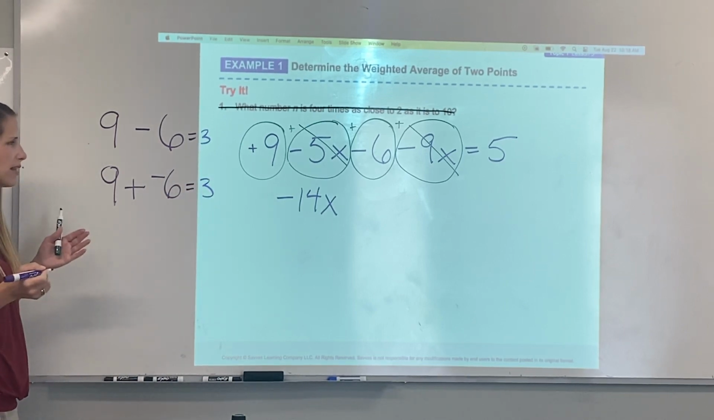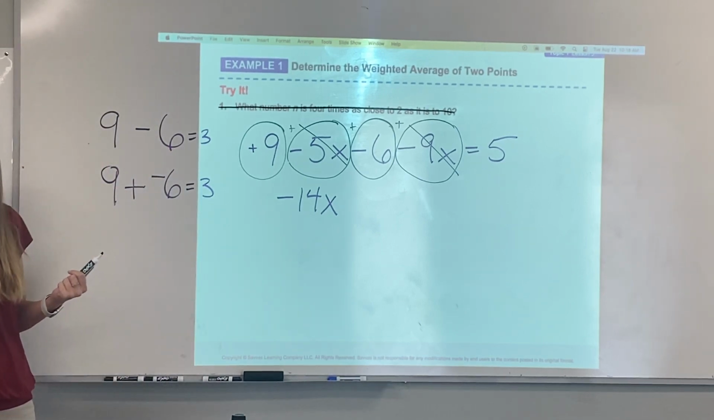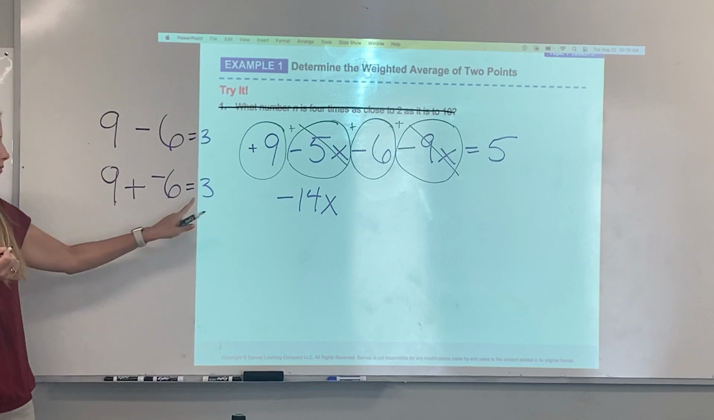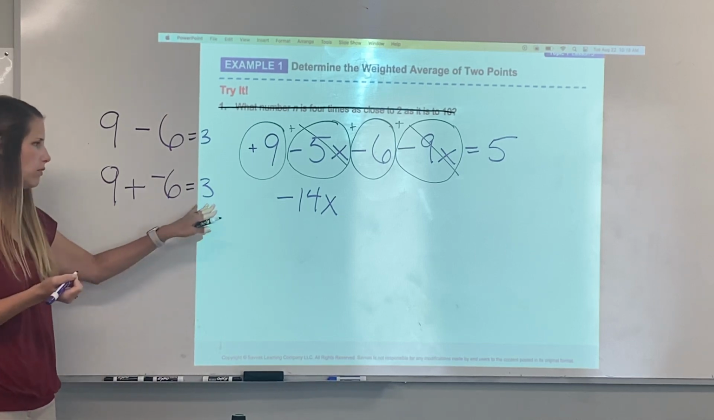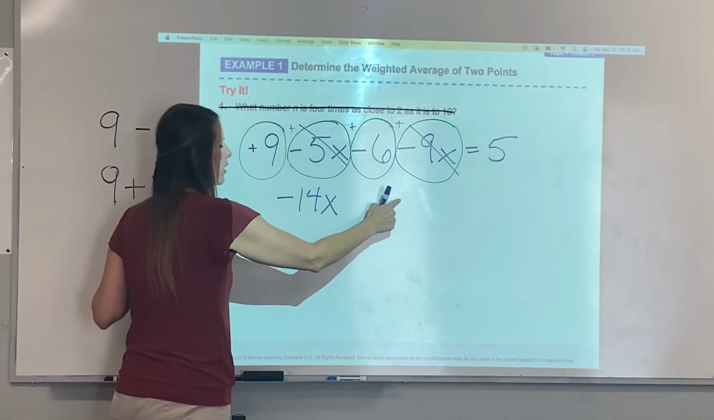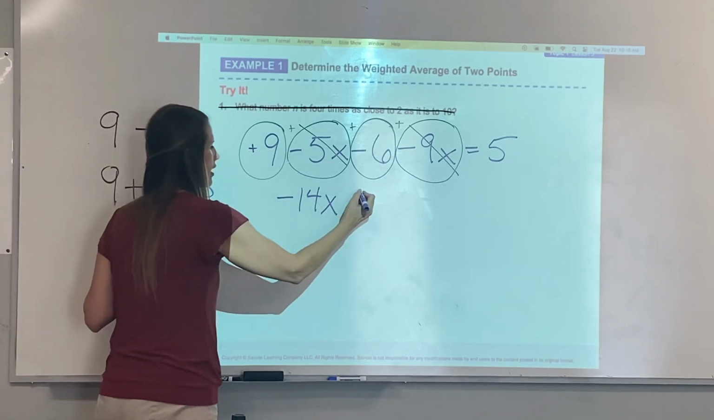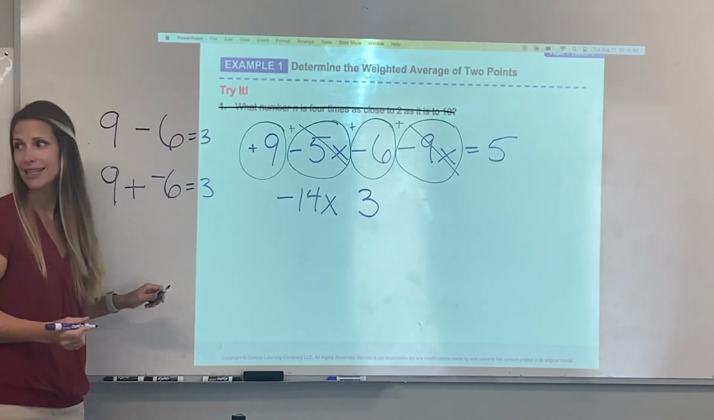So we have combined them, and now we have, is it a positive 3 or a negative 3? Positive. It's positive. So we don't have a sign there, right? So it's positive. So when I include it in my equation, I can't just write a 3 here. I have to write the sign.